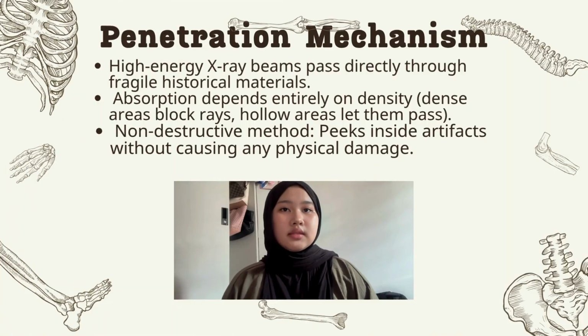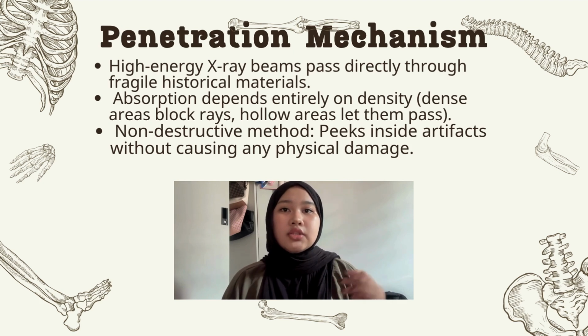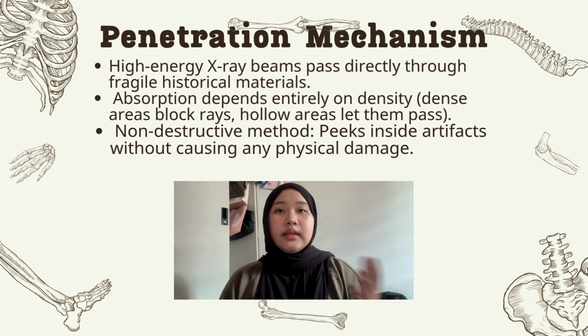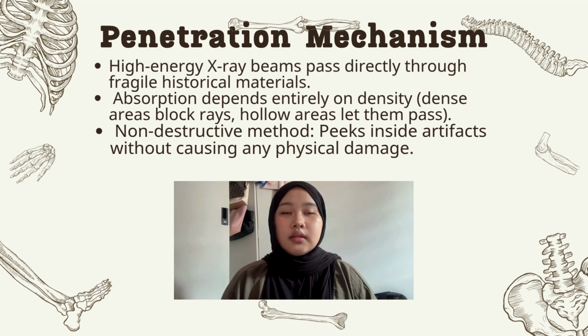Now, let's discuss the physics of how these beams penetrate fragile historical materials. Because X-rays possess a very short wavelength and high frequency, they have the unique ability to pass directly through solid matter. However, as the X-ray beam travels through an artifact, it experiences something called differential absorption or attenuation. What does this mean? This means the amount of X-ray that can pass through depends entirely on the density and the atomic numbers of the material.